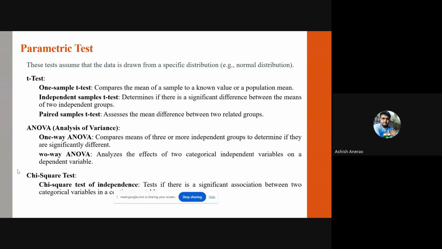Okay, and now suppose we have two different factors. Factor A has some levels like low, high, medium, and factor B has some levels low, high, medium. So we have two factors, and each factor has three levels. In this case, we use two-way ANOVA, because at a time we want to compare the levels of two different factors.